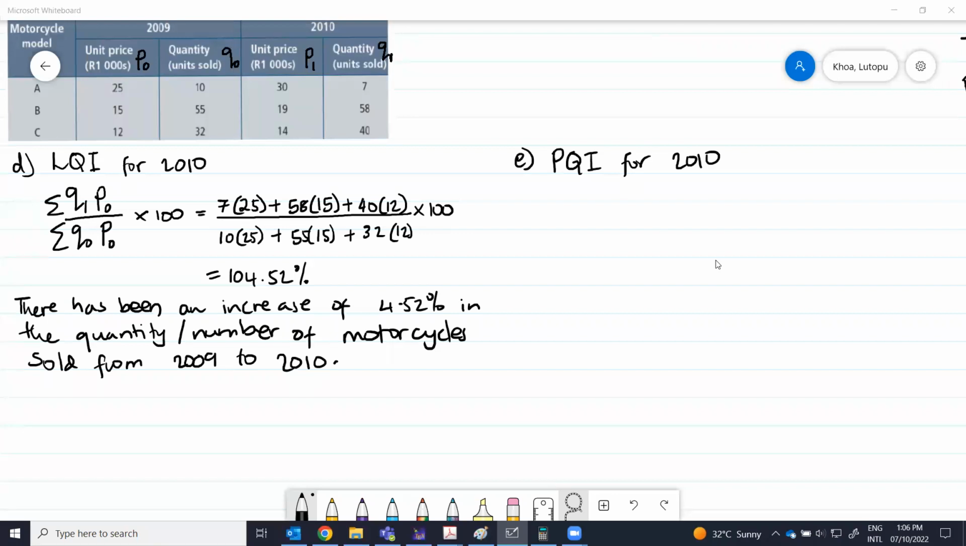And then the Paasche quantity index for 2010, since it's quantity, this is Q1 over Q naught. And then the Paasche keeps the current year's prices constant, so it's P1 and P1. Then we have a summation there, and then multiply this by 100. So now we just substitute. We're multiplying Q1 and P1. So it's 7 times 30, 58 times 19, plus 40 times 14.